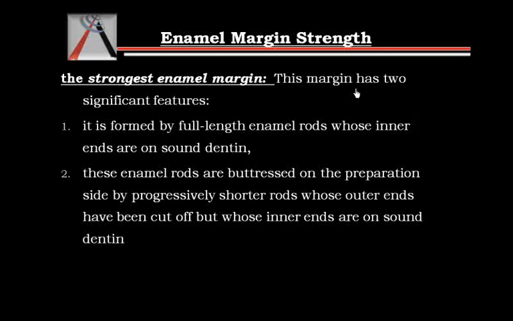Now whenever we have an external wall that contacts the external surface, here we have a margin of the enamel formed. Now this margin of the enamel has to be strong, and for it to be strong, it needs to have two significant features. It should be formed by full length enamel rods whose inner side are resting on the sound dentine, and on the preparation side, there should be shorter rods whose outer ends although have been cut, but the inner ends are still on the sound dentine. So we don't want any rods whose inner ends are damaged for us to make a strong enamel margin.